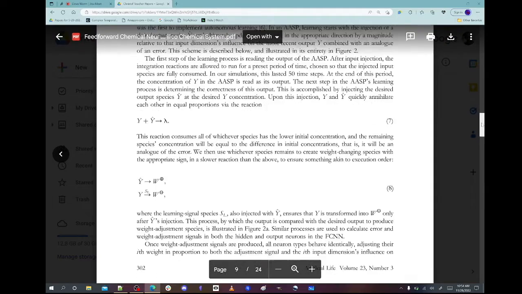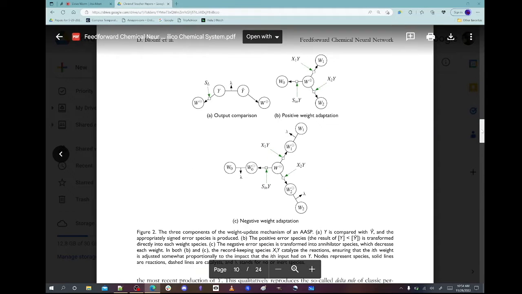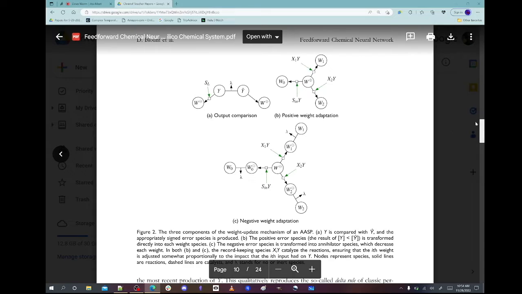Then they get to the learning part. They have these AASP networks, and they show how these work: positive weight adaptation, negative weight adaptation, and an output comparison. So they're different types of learning that they propose.